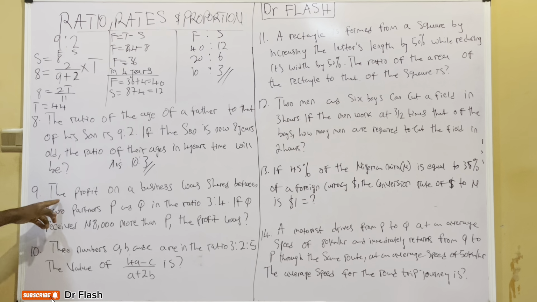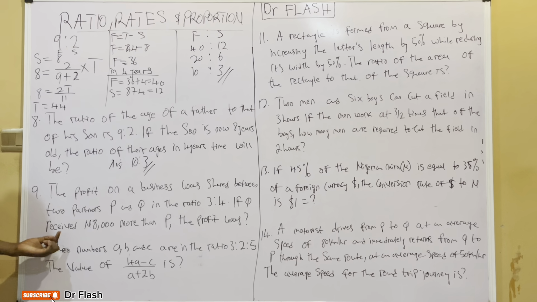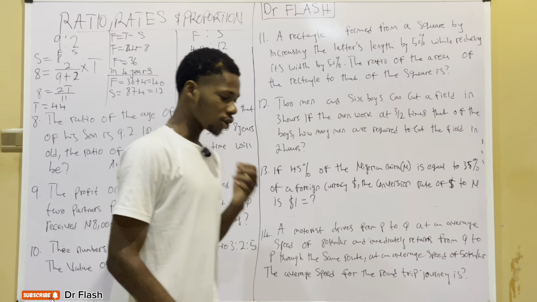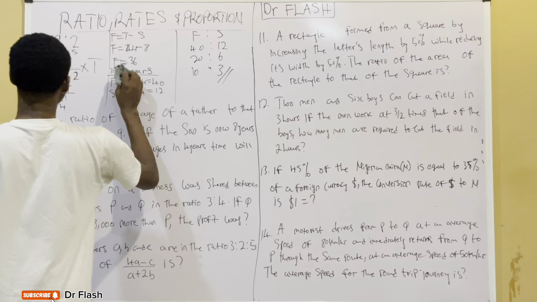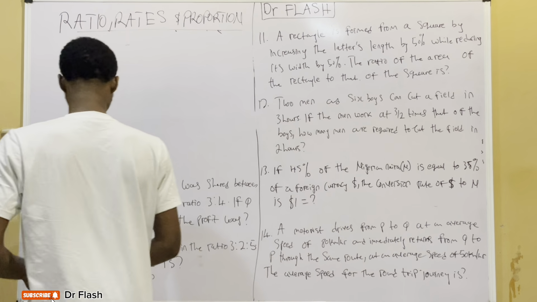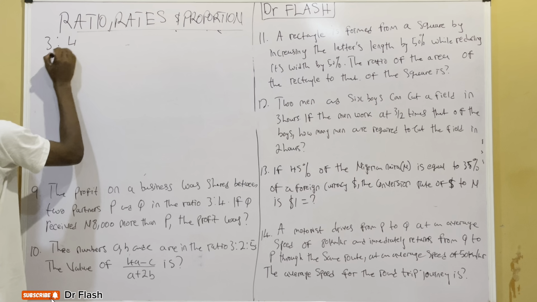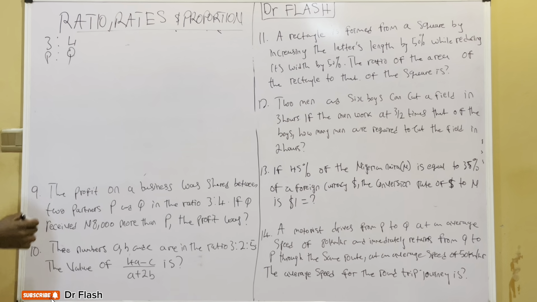Now the next question says the profit of a business was shared between two partners P and Q in the ratio 3:4, and Q received 8,000 naira more than P. We need to find the profit. To solve this one is also quite easy. All you have to do is follow the steps. The profit was shared between P and Q in the ratio 3:4, so 3:4 represents P and Q.